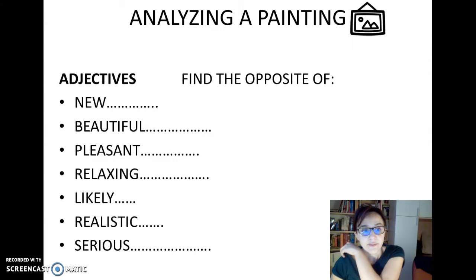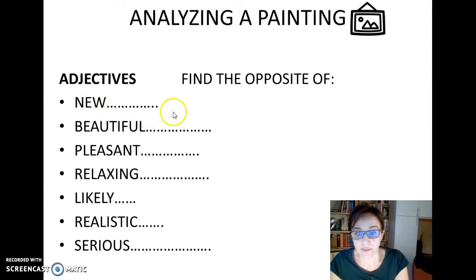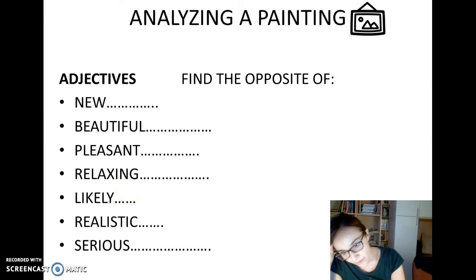Now, do you remember the previous adjectives? Okay, now find the opposite of these ones. New is the opposite of, beautiful is the opposite of, pleasant is the opposite of, relaxing is the opposite of, likely is the opposite of, while realistic is the opposite of, finally serious is the opposite of what?